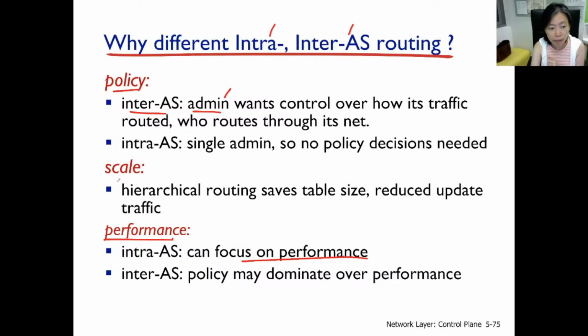Third reason, separating internet routing into two levels is also to reduce the memory requirement and the network bandwidth consumption. You see, intra-domain is running link state. The amount of global information is much lower, right? Because you're only keeping the information of the local area network. The amount of link state reports you need to send is also lower because the number of routers in the AS is lower.